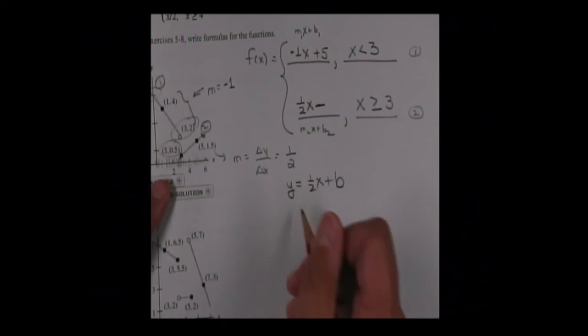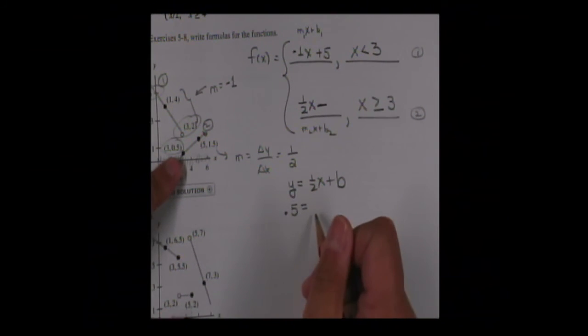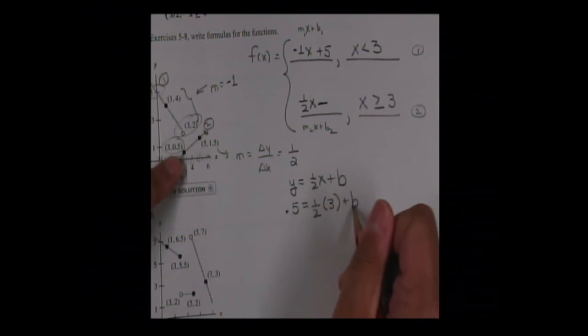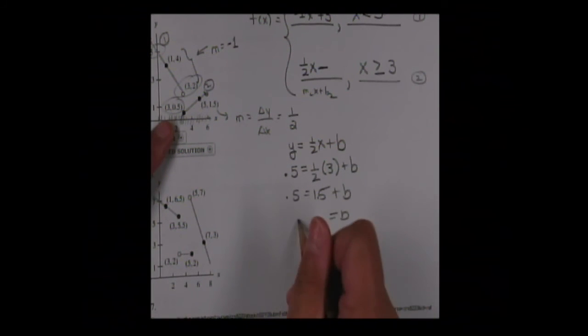Both points are not necessarily fun, they have decimals, so I'll use this first one. 0.5 is 1/2 times 3 plus b. 0.5 is 1.5 plus b. So b is -1. My math look okay? And there we go.